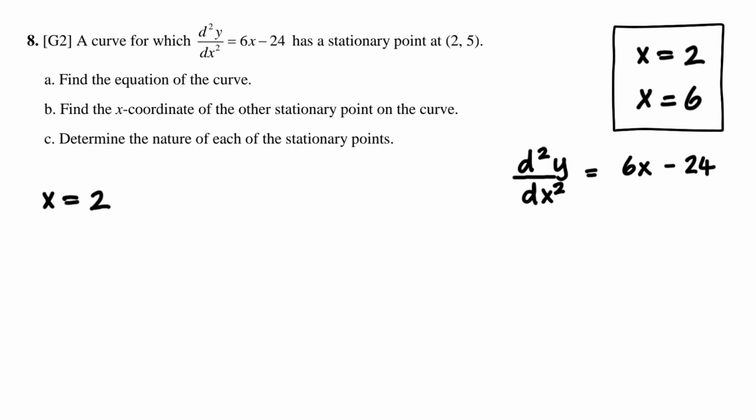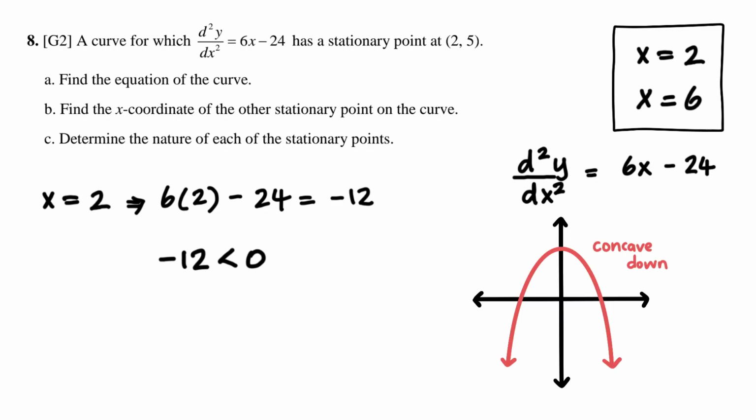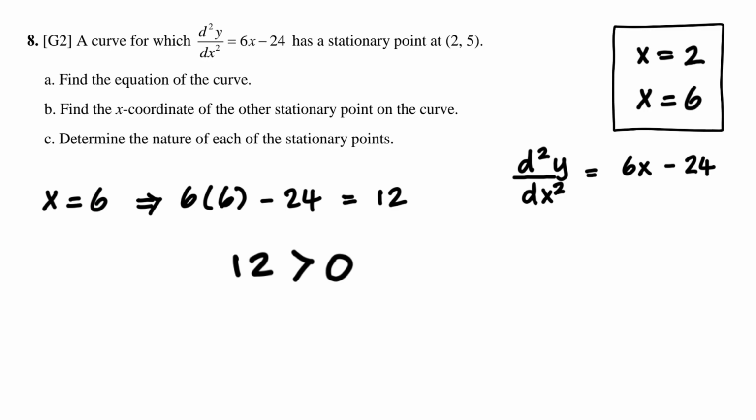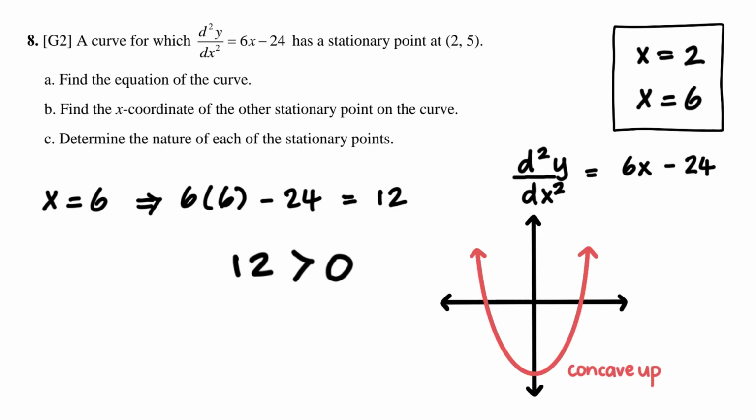When x equals 2, we get 6 times 2 minus 24 equals negative 12. Since negative 12 is less than 0, we know that the curve is frowning, or we use the term concave down. This is a local maximum. Now let's test when x equals 6. So 6 times 6 minus 24 equals 12. Since 12 is greater than 0, the curve is smiling, or concave up. Therefore, this is a local minimum.